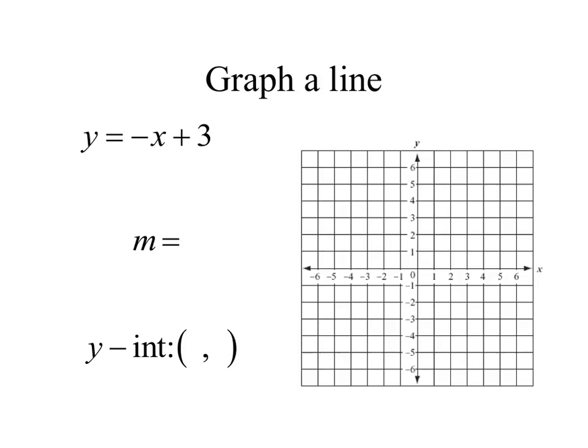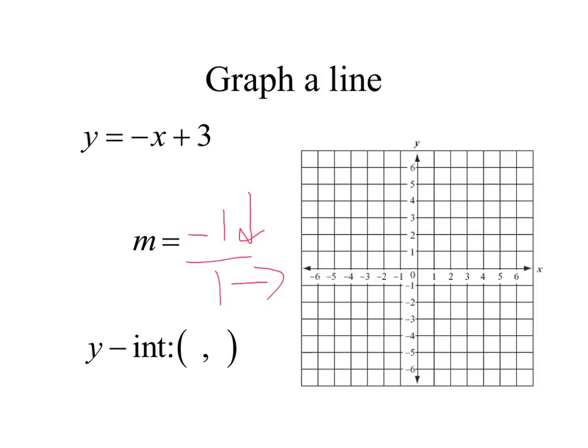Alright, so for our m value we have negative 1, but again we want to make it a fraction to help us graph. So we have negative 1 over 1, which means for our rise we're actually going to be going down 1, and then to the right 1.